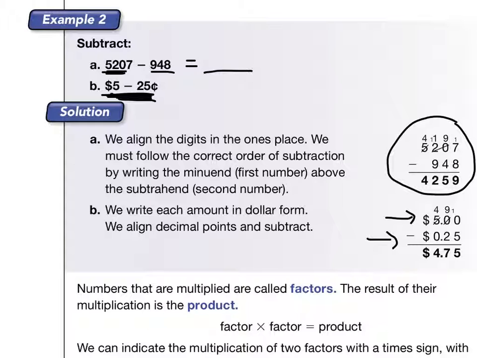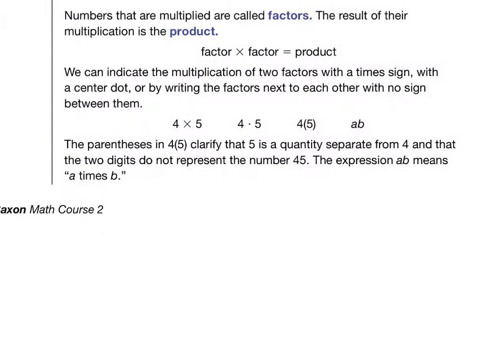All right, let's talk about factors. Numbers that are multiplied are called factors. Write that down. The result of their multiplication is the product. So you want to write that down and write this. Factor times factor equals the product. We're just going over definitions.